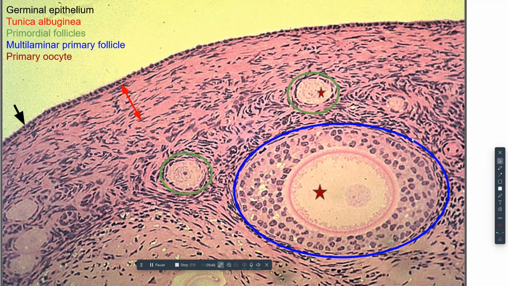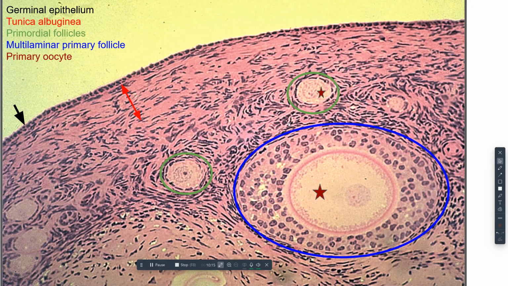This is a primary follicle right here. It has a primary oocyte with its nucleus, and it's called a multilaminar primary follicle because of its many layers of supporting cells. Remember that during every menstrual cycle, some primordial follicles begin the journey and become primary follicles. And we see a primary follicle here. Of course, the most likely thing to happen to a primary follicle is that it will die.